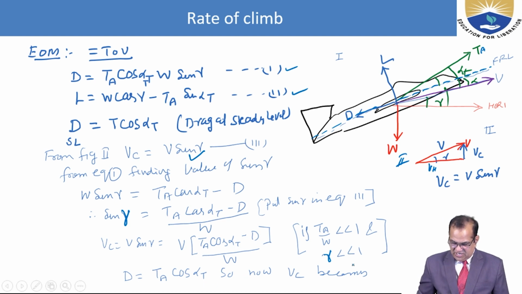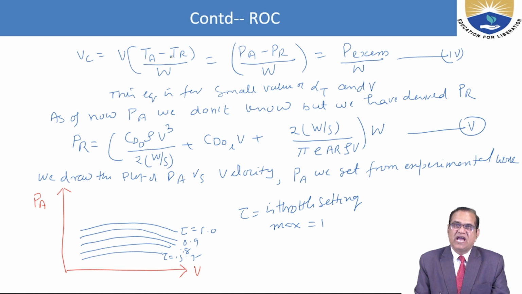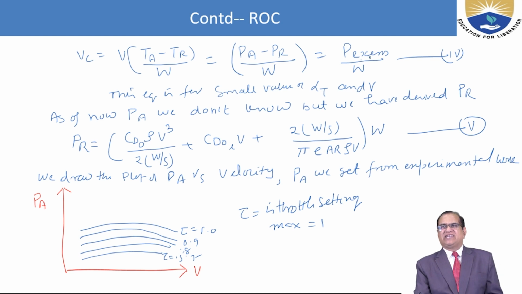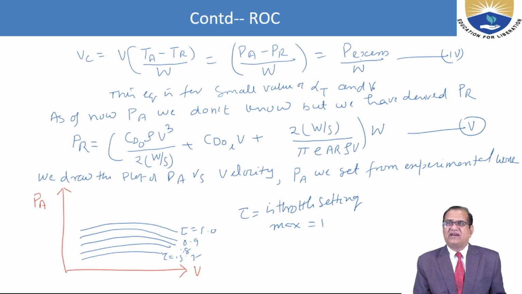Now VC is equal to V (TA minus TR) by W, and TA into V is equal to power available PA, and TR into V is equal to power required PR, by W. We can write it as excess power Ps by W. This equation is for a small value of alpha T. As of now, PA we have not discussed, but we know about PR, and this PR is given by CD0 rho V cubed by 2 W by S, plus CDL into V, that is 2 W by S pi e aspect ratio rho V into W.